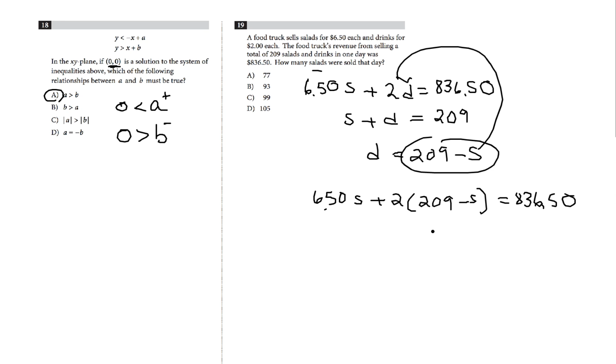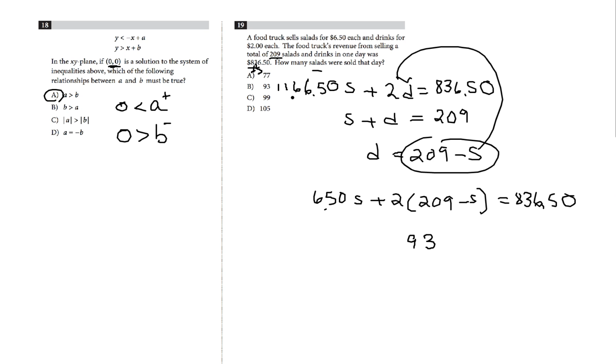Somehow I lost my writing along the way, so when we solve this, we get 93. Now, an easier way to do this is if there's a total of 209 salads and drinks sold in one day, how many salads were sold? So these are the number of salads down here. One of them is the right number of salads. So I'm just going to go to the right answer. We wanted to save time. So you figure out if there's 93 salads, that means there has to be 116 drinks.